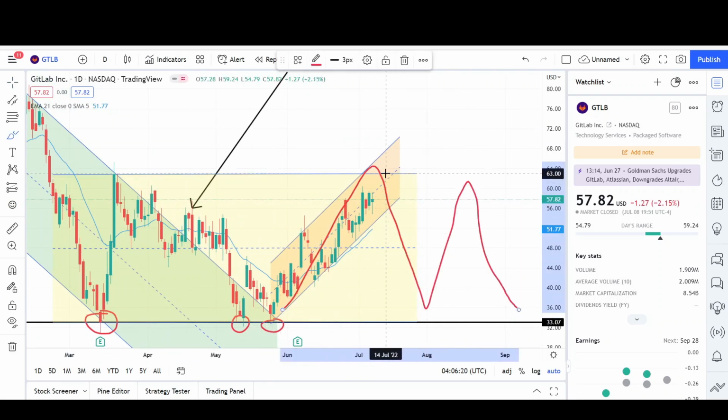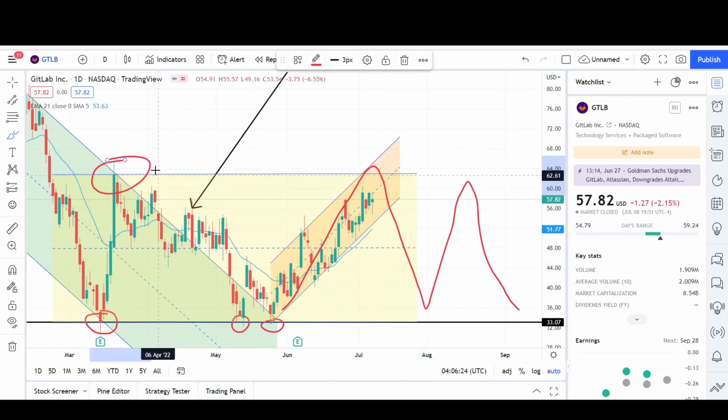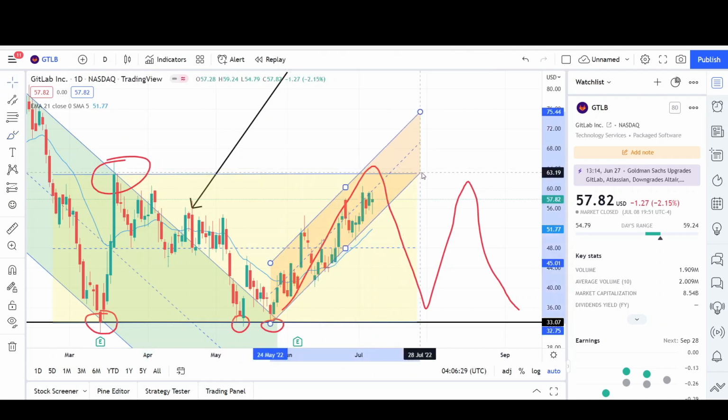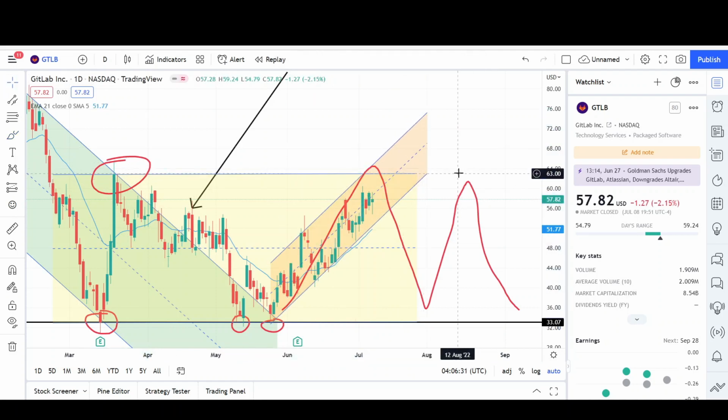So this $63 level is my target because that's where the next swing or the next level of resistance is located. I think this trend has enough steam to bring the stock price up to the $63 level.